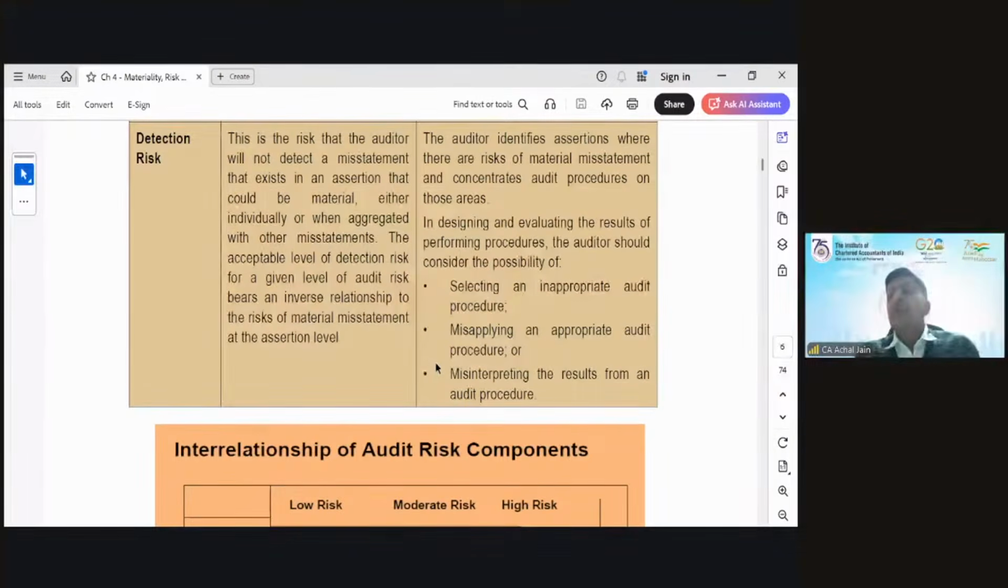So see, the auditor will be doing the work in a diligent manner. But can we say that the auditor will be checking each and every transaction? Means will he be looking at 100% of the transactions? Answer is no.